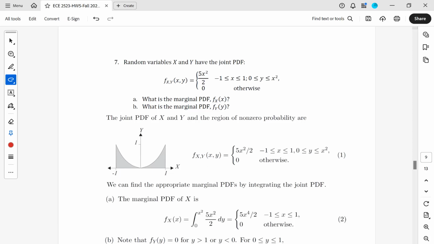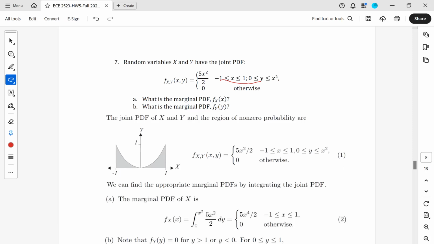Question 7 is also the same kind of question, but a different type of PDF. Why different? Because we have the ranges for x and y, but one of the random variables is conditioned on the other. The range of one random variable is conditioned based on the other.